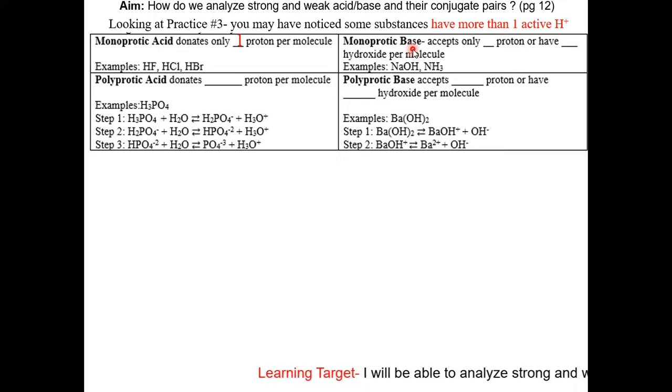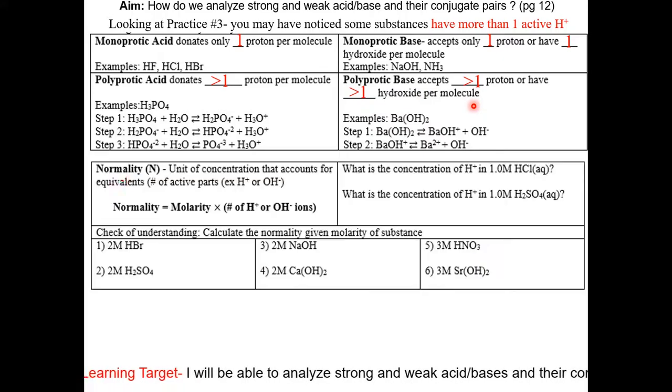A monoprotic base can only accept one proton or have one hydroxide per molecule. Here are some examples. Poly means many, so a polyprotic acid can donate more than one proton per molecule. This was the example in practice 3. A polyprotic base can accept more than one proton or have more than one hydroxide per molecule.